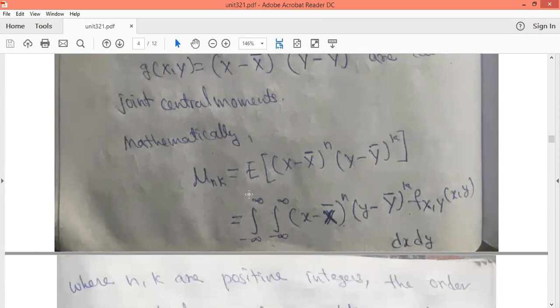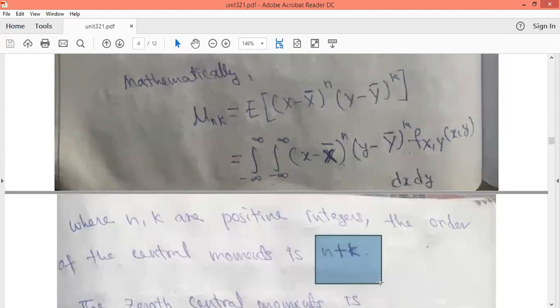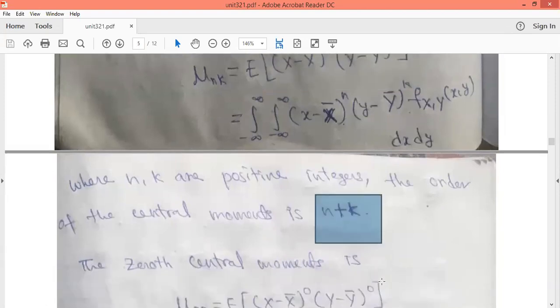The formula for this is the integral from minus infinity to plus infinity, integral from minus infinity to plus infinity. What is the function here? We have (x minus x bar) power n, (y minus y bar) power k, f_xy of (x comma y) dx dy. Here n and k are positive integers. This n plus k is called the order of the central moment.